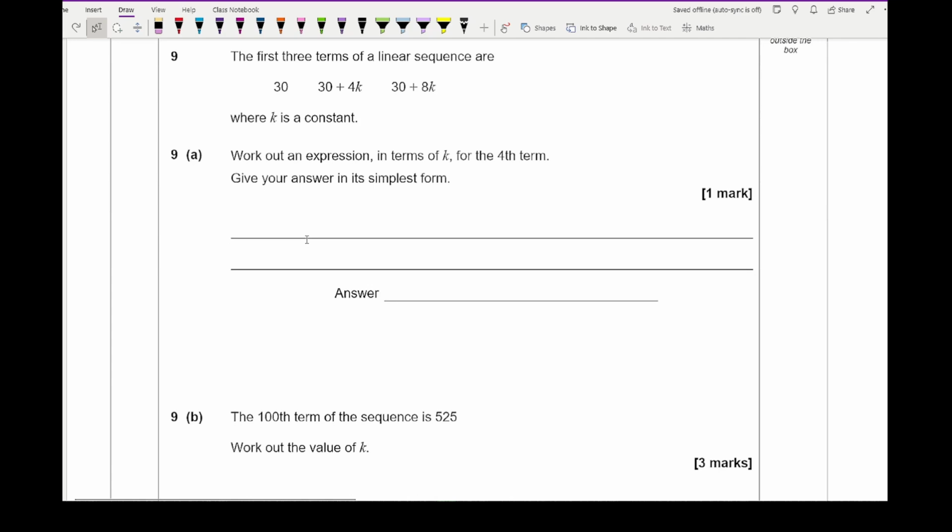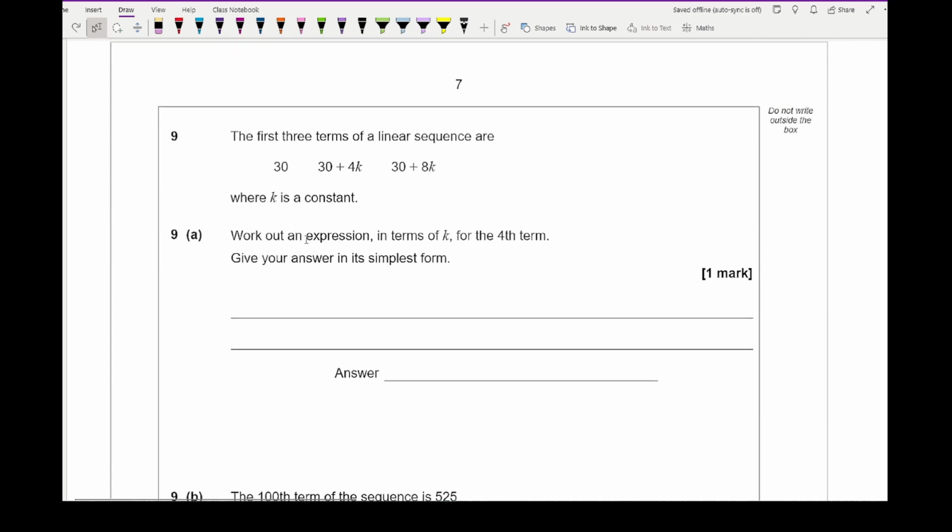Moving on to question 9, it says the first 3 terms of a linear sequence are 30, 30 plus 4k, and 30 plus 8k, where k is a constant. For 9a, it says work out an expression in terms of k for the 4th term. Give your answer in its simplest form.